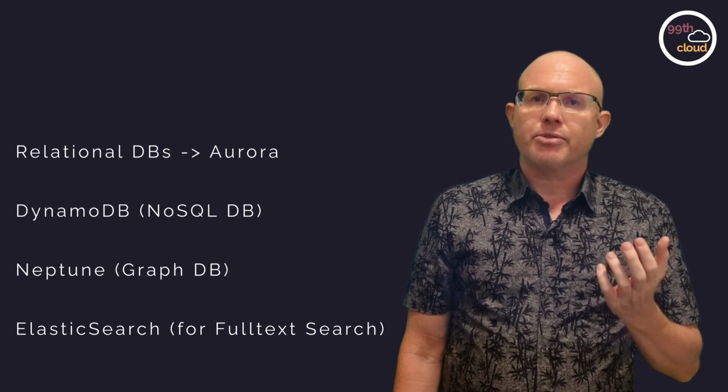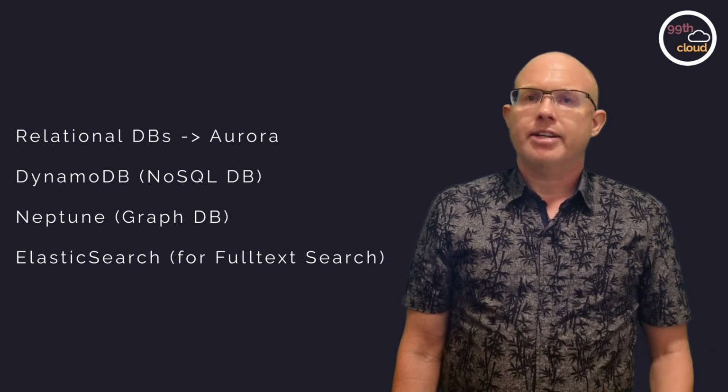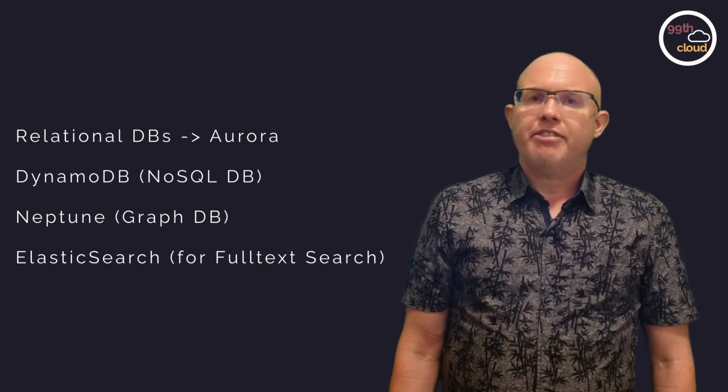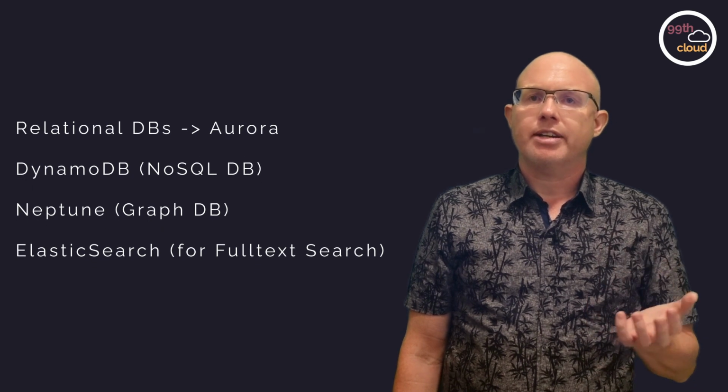The positive thing is that Amazon offers several databases. AWS supports relational databases through a product called Aurora, and NoSQL databases such as DynamoDB, Neptune, which is a graph database, and Elasticsearch, which is a database optimized for full-text search. This gives you the advantage that you can use a combination of databases that best support your query patterns. With this out of the way, we can now look at the specific features of Amazon DynamoDB.